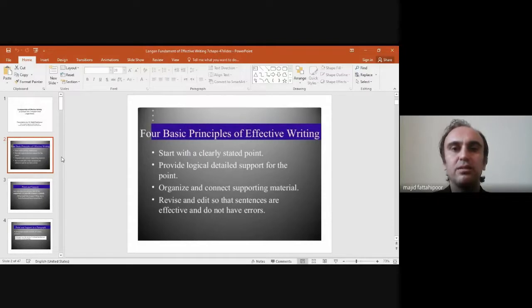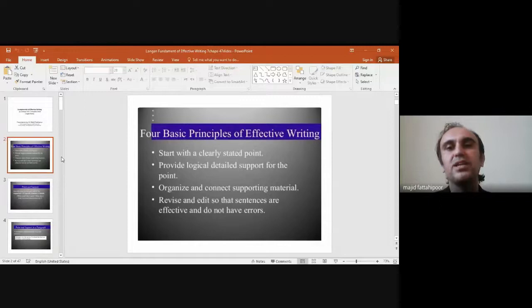How can we make a writing effective? Well, there are some general guidelines that we need to put into action. First of all, we should start with a clearly stated point. Everyone in the basics of paragraph writing has come across a similar point, that we need to have a main point, we need to have a topic sentence, and so on. But the topic sentence is there for a reason. It should give us a clearly stated point.